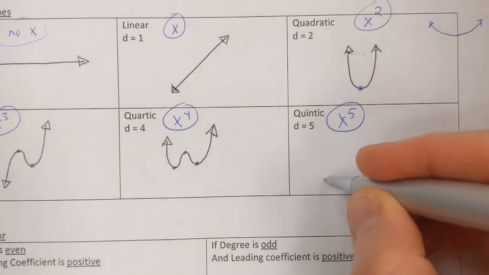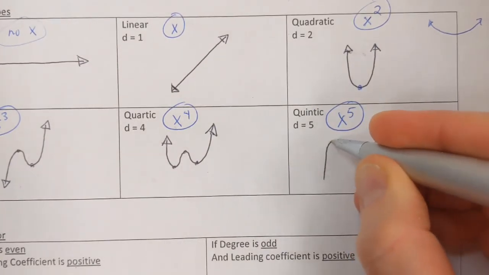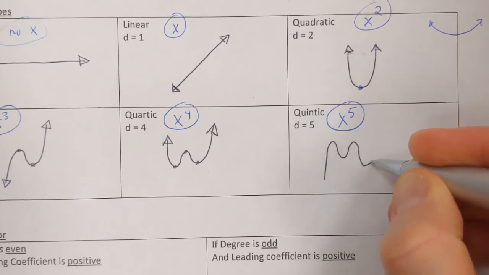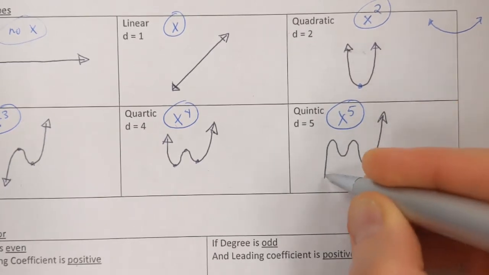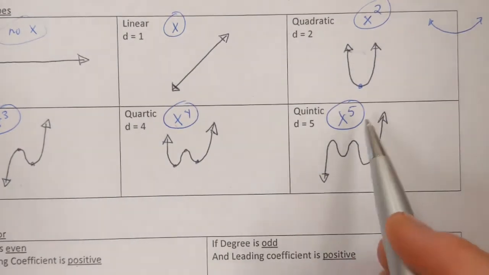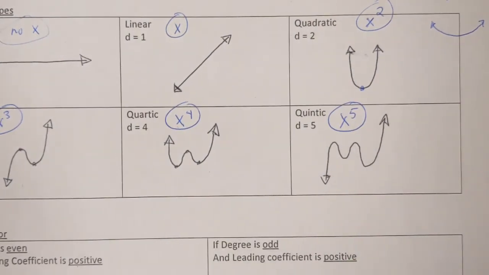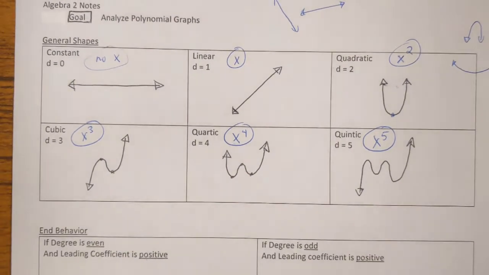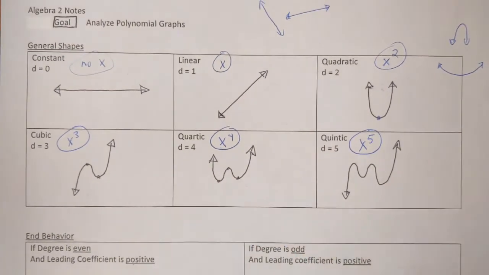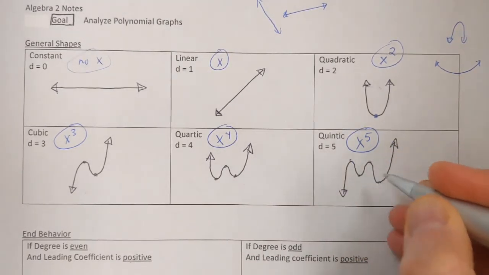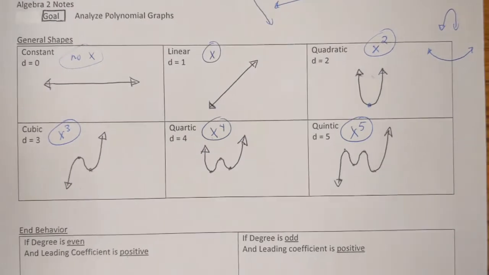And so that means quintic actually, we're going to add another curve in here. Instead of just going like this, we add one more curve. Sometimes students will say this kind of looks like a two-humped camel, a camel with like two humps here. Okay, so these are called the general shapes. Not every function is going to look exactly like this, but generally, this is the shape that we're going to get. You'll notice quintic actually has at most four turning points.